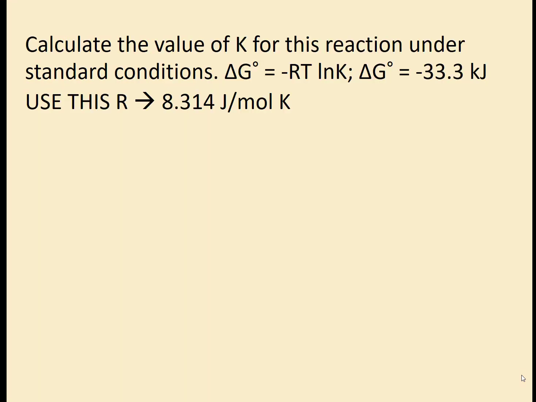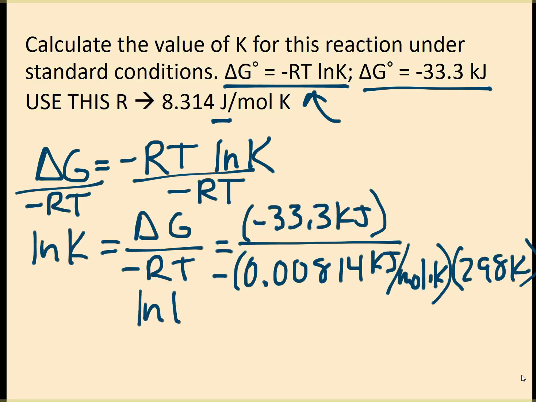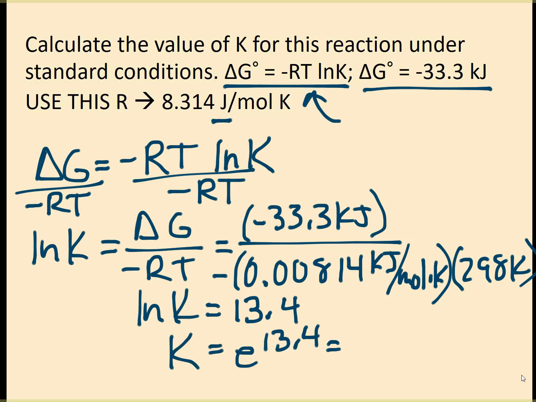Now calculate the value of the equilibrium constant for this reaction under standard conditions. So I'm going to use this equation, and then this is my delta G from what we just figured out. And remember, when you're using this reaction, your R is going to be the one that has joules in it. I'm going to get my natural log of K on one side all by itself. So my answer is a positive 13.4. And to get it out of the natural log, I need to raise it to the e power. So my final answer is 6.9 times 10 to the 5th.